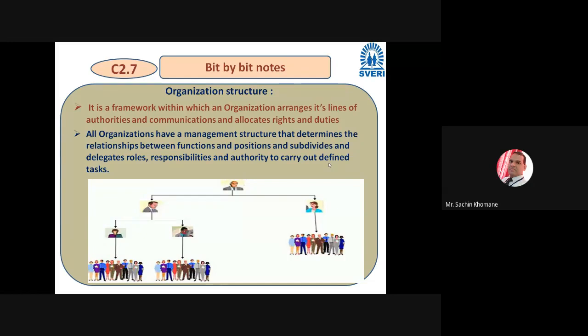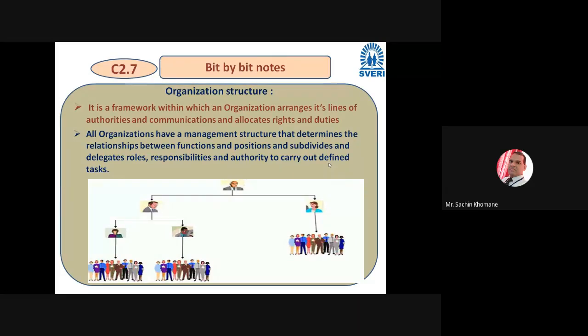He appointed two people below him. Again, each of those people appointed two people. And under these two people, there is a very big group of people. So friends, in short, you will say it is an organization structure. Okay. So this is an organization structure.